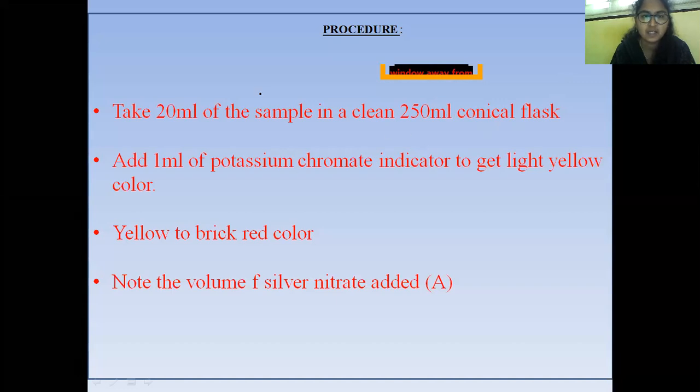Now take 20 ml of the sample. Water may be given as the sample. Take 20 ml of sample in a clean 250 ml conical flask and add 1 ml of potassium chromate indicator to get light yellow color. Now titrate the same sample against silver nitrate solution until the color changes from yellow to brick red color.